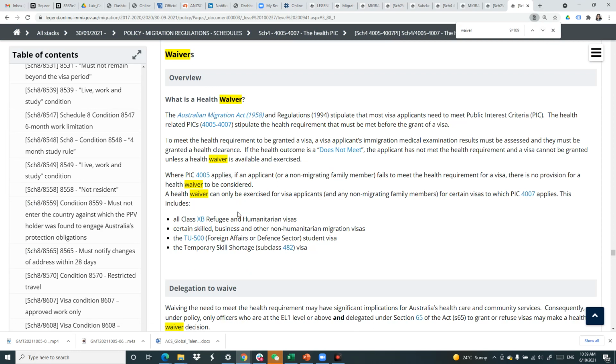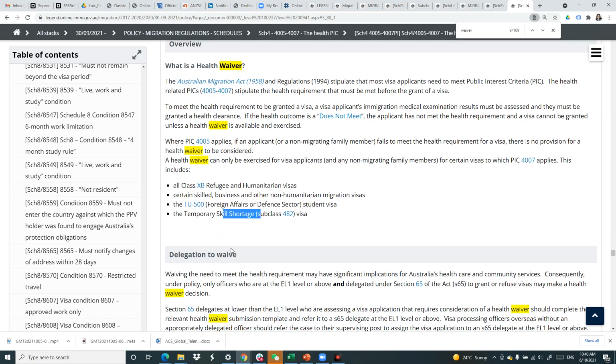What is a health waiver? A health waiver can only be exercised for certain visas to which 4007 applies. If the visa you apply for has this requirement, you can waive it, and that's for certain visas. For instance, certain skilled visas, in this regard the global talent or distinguished talent visa, business visas and refugee visas, and student visas, because they are temporary, unless they are defense sector student visas, can have a waiver, which is 4007. Temporary shortage visas they don't consider a lot. But how to waive?